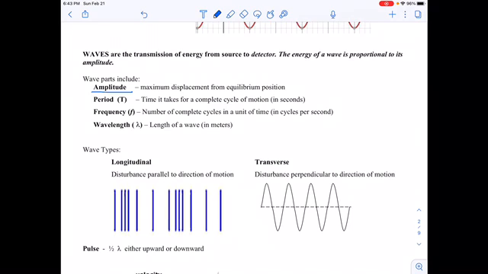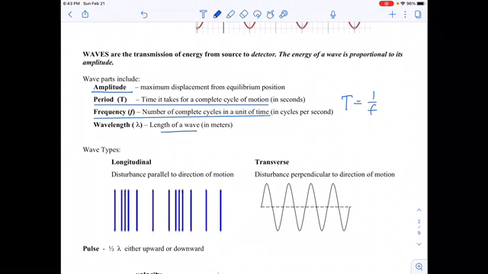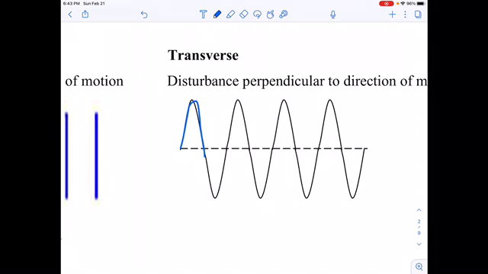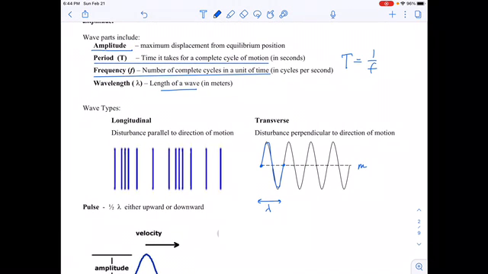So again, we've got amplitude. Period is the time for one complete cycle. Frequency is the number of cycles per unit of time. So period and frequency are reciprocals of each other. And then wavelength is the length of the actual wave. To figure out wavelength, we have to actually look at the waveform itself. So if this is meters, one wavelength is one complete cycle. And the symbol for wavelength is this Greek letter lambda.